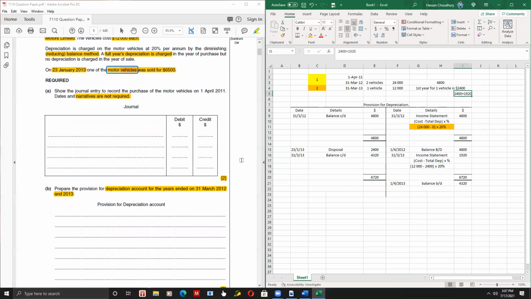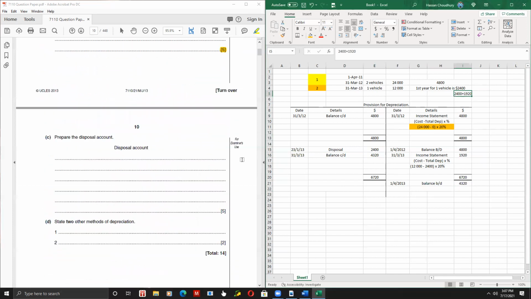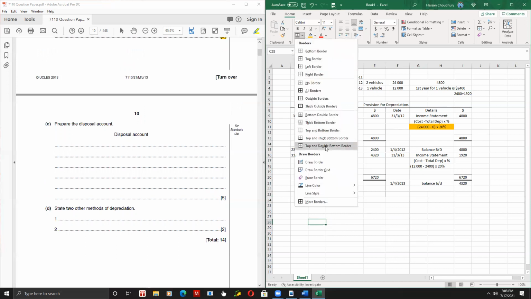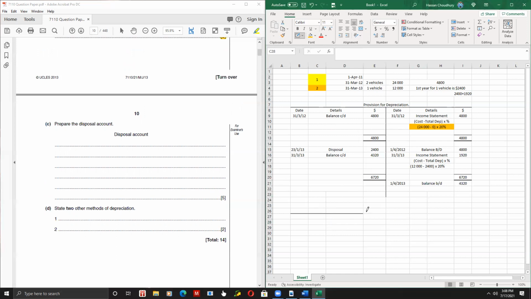Right, so let's just move on to the next question, which is the disposal account. Okay, so disposal account, remember, let's just do it here. Let's draw the borders up. Let's create the disposal account here. Date, details, dollar sign, date, details, dollar sign.